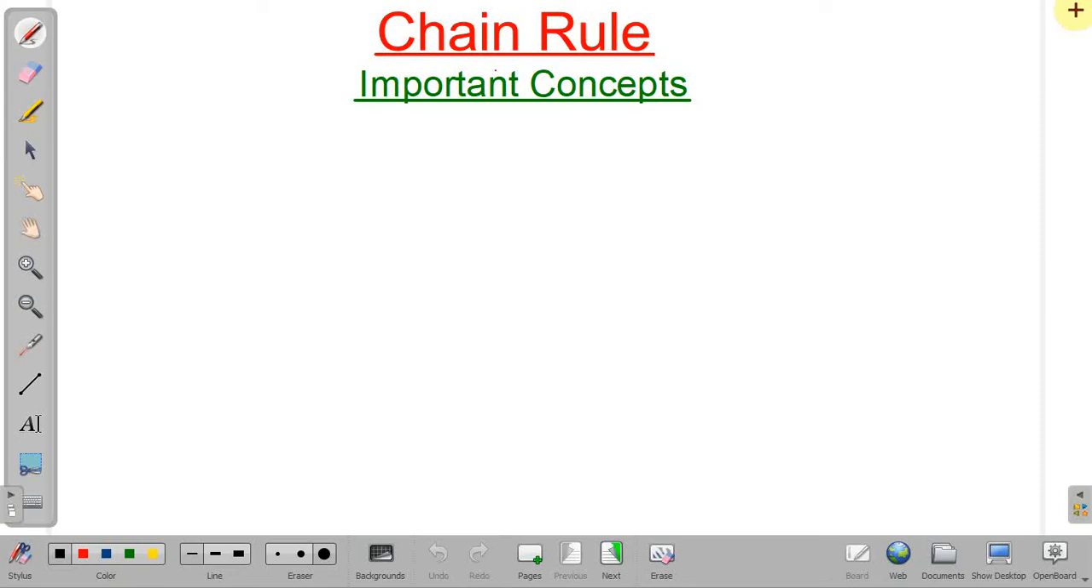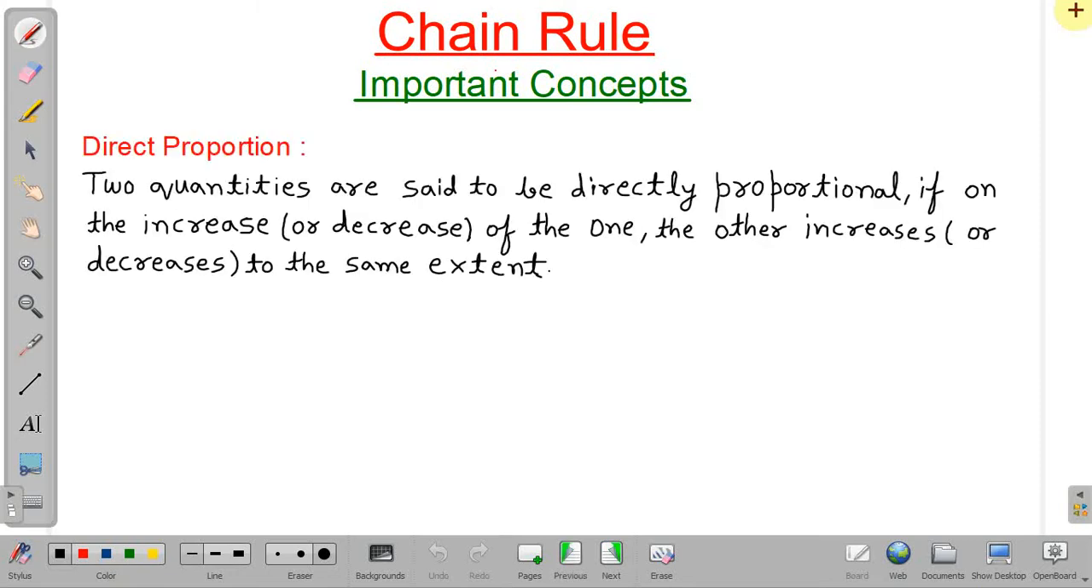In this lecture, we will discuss some important concepts of chain rule and we will solve some problems based on our discussion. So we will start the discussion. So what is direct proportion?